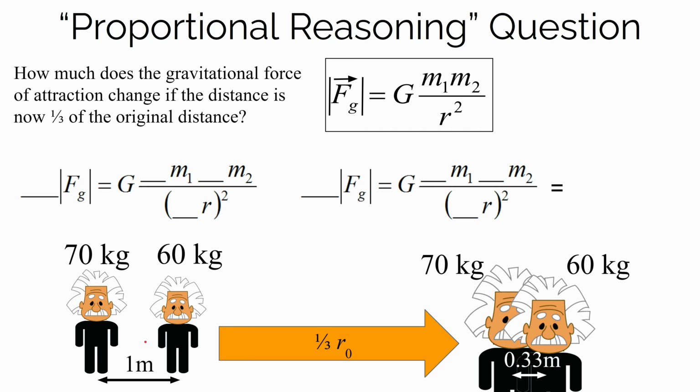So in my class, this is the first time we've talked about a proportional reasoning question. So here's what that would sound like. The question would be, how much does the gravitational force of attraction change if the distance is now 1/3 the original distance? We already crunched numbers. We know that in this case, the force is a certain size, and when the radius got 3 times smaller, it was 1/3 the original radius, the force was 9 times bigger. But how could we answer that using just proportional reasoning?